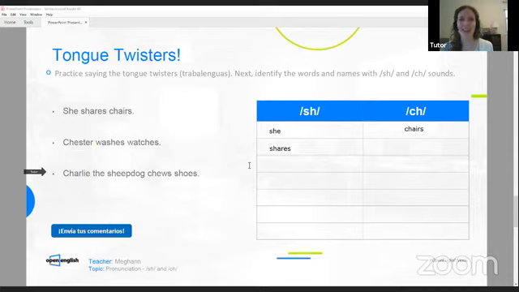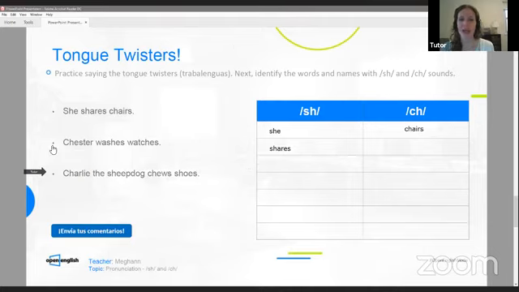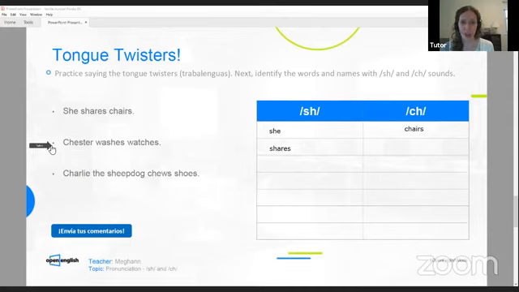Yeah, let's say this in a slower way. I will repeat this more slowly. Cha. Chester, ch, this is short, right? Chester washes watches. Can you hear the difference? We have Chester with a CH sound. We have washes with an SH sound, washes. And we have watches with a CH sound. Chester washes watches. What about number three?